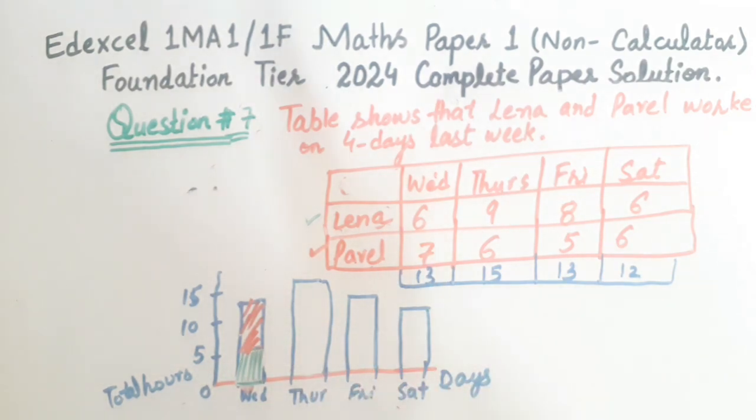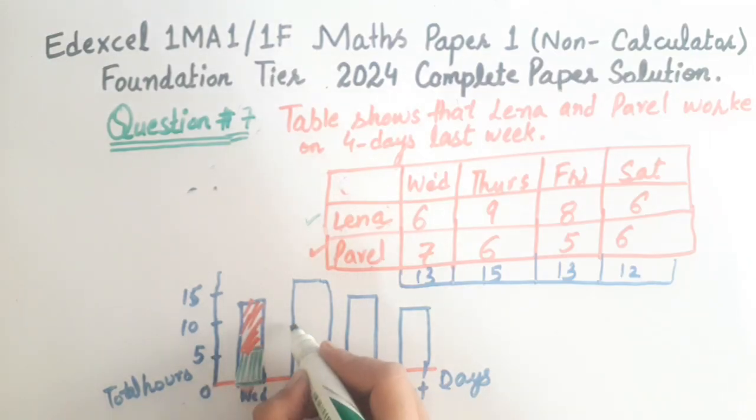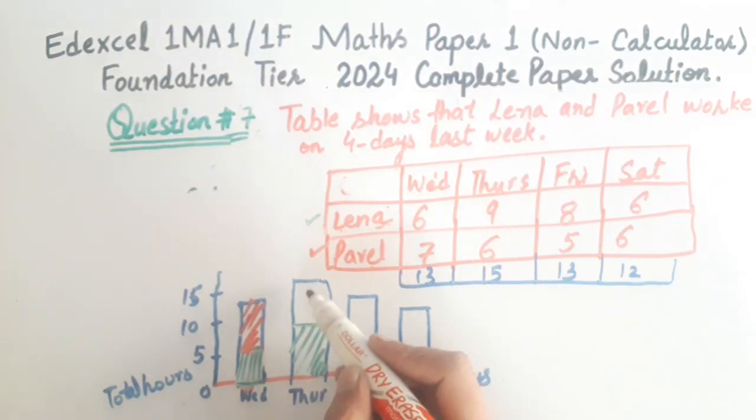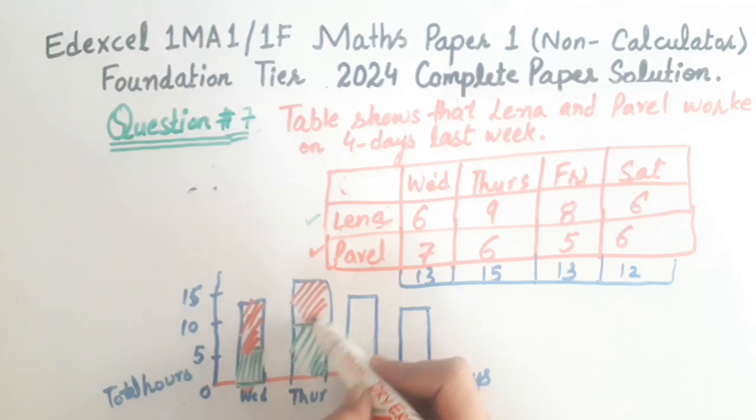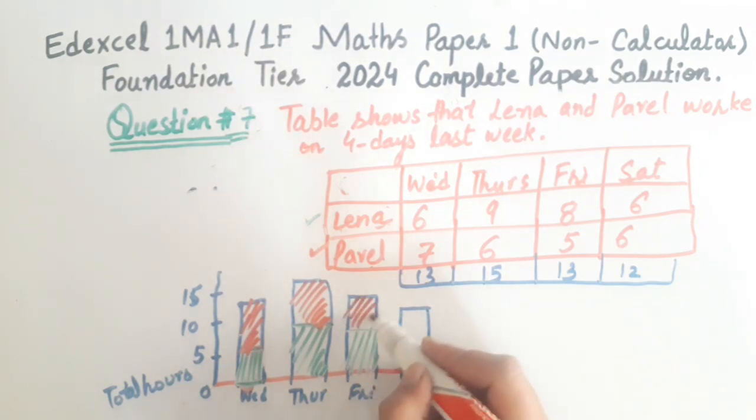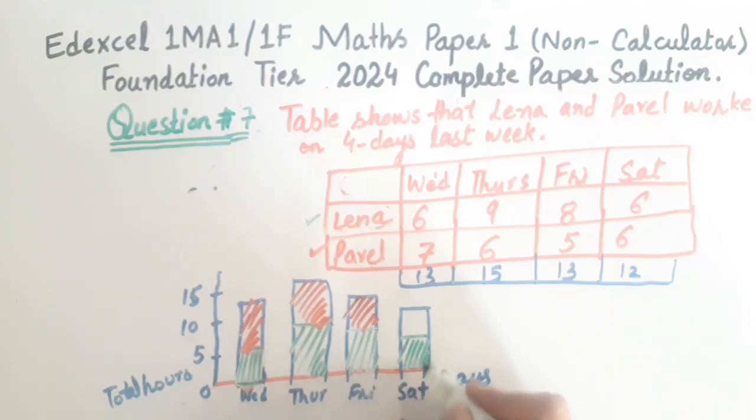So red color, green color will represent 9, that is less than 10. And the remaining 6, total is 15, so remaining 6 will represent the other person's work. Now next is 8, so it is between 5 and 10, and remaining is 5, so it will be by this. Next is 6 and 6, half. So this is the diagram you have to draw between them.